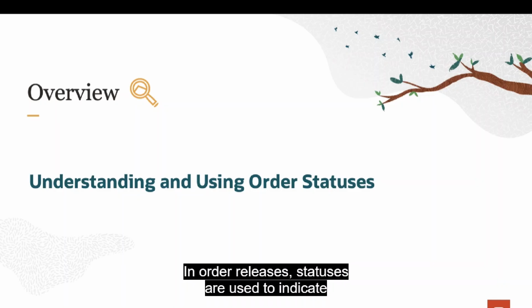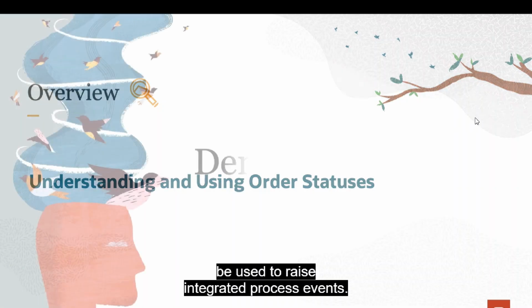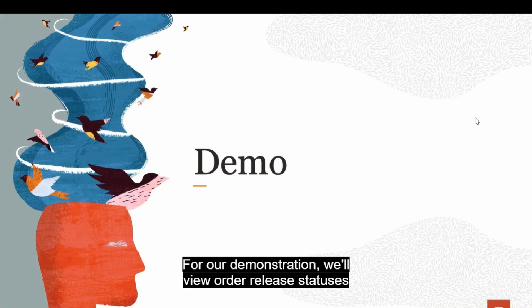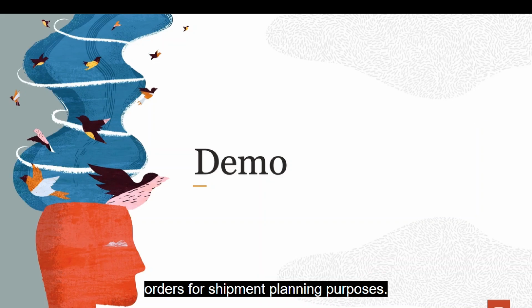Transportation management uses statuses throughout the application. In order releases, statuses are used to indicate the current value for many attributes and can also be used to raise integrated process events. For our demonstration, we'll view order release statuses and discuss how they are used when planning and processing orders for shipment planning purposes.